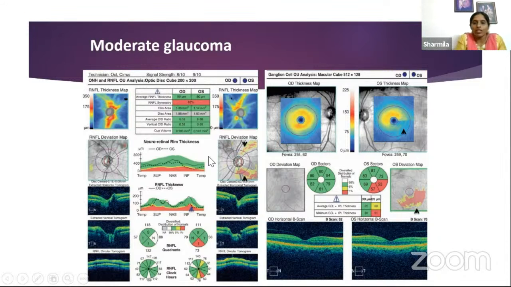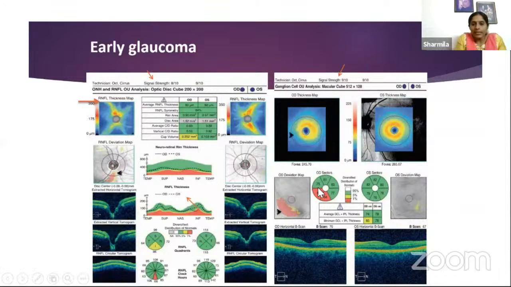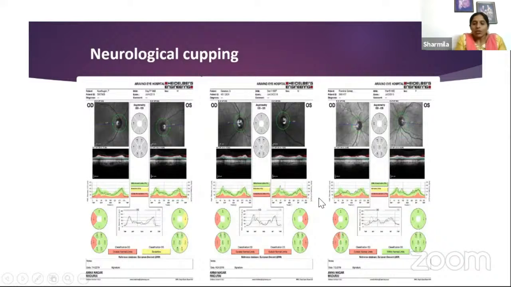This is a moderate glaucoma patient. And here you see that there is an early glaucoma. Again, there is a macular ganglion cell loss, which you can pick up. So importantly, you have to differentiate neurological causes. And again, it follows the vertical meridian.